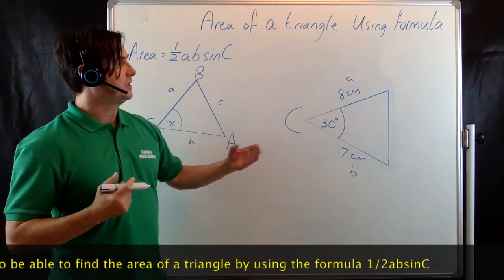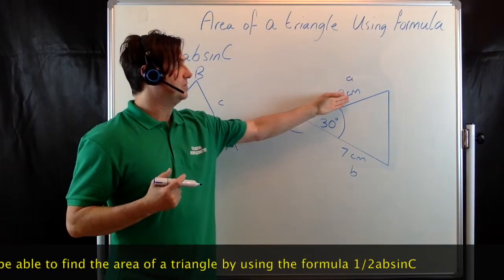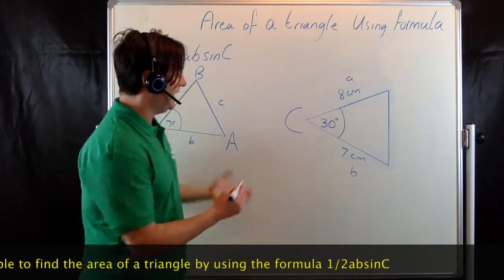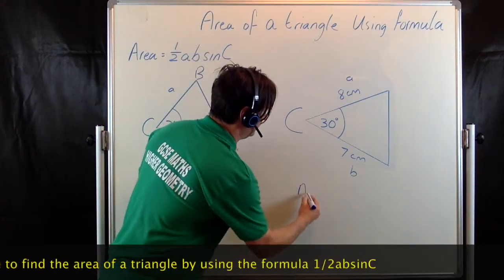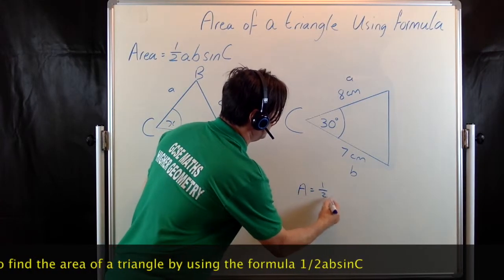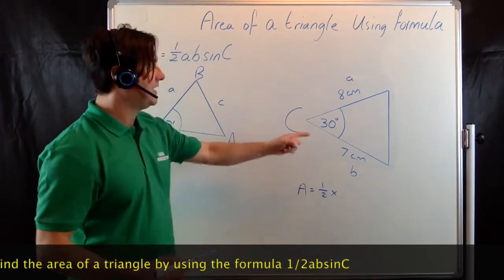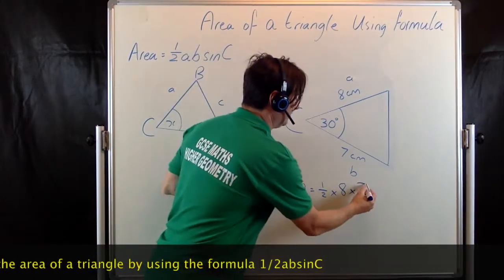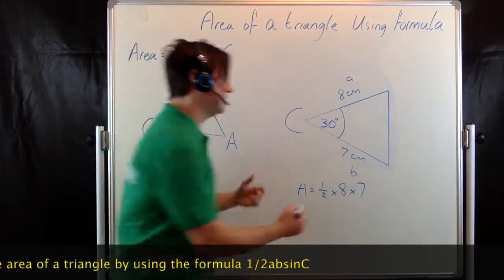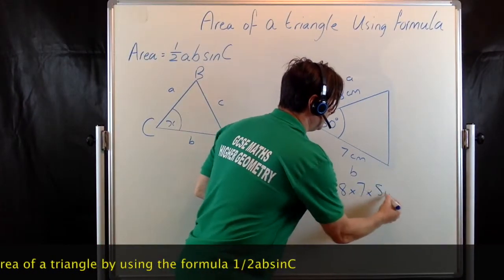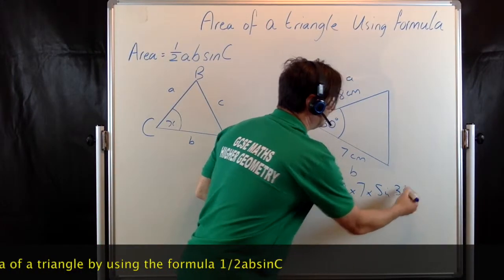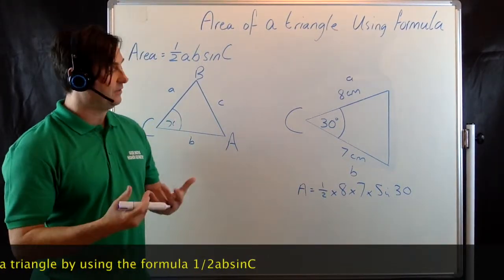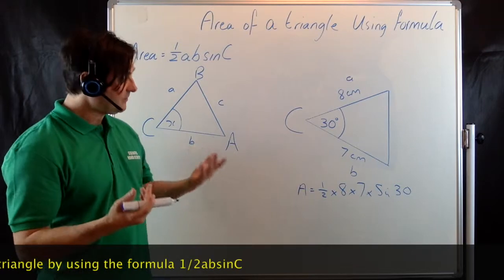Once we've done that, it's just a case of plugging in these values into the formula. So let's write it out. We've got the area is going to be 1/2 times a, which is 8, times b, which is 7, times sin 30. Now, you could type sin 30 on the calculator to give you 0.5.